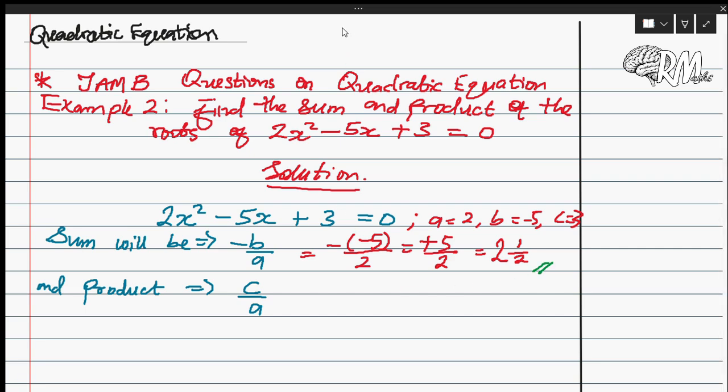Now let's go for the product, which is c over a. The c in the question here is 3, then over a, which is 2. So the final answer here is 3 over 2. And to put it in a mixed fraction, how many 2's can I see in 3? I can actually see only one 2 in 3. What is left? Just 1, then over 2. So this is also the final answer to this question.